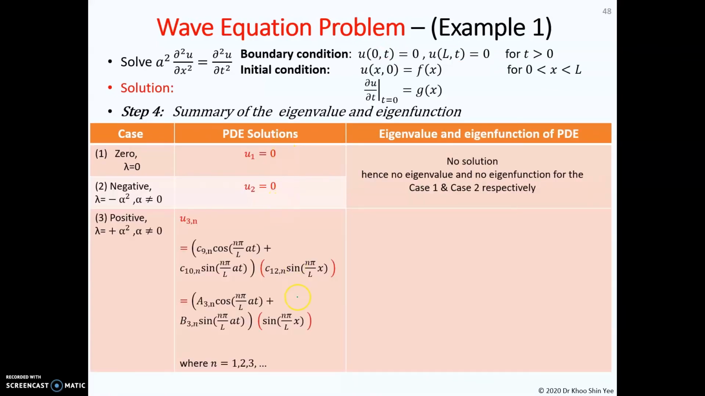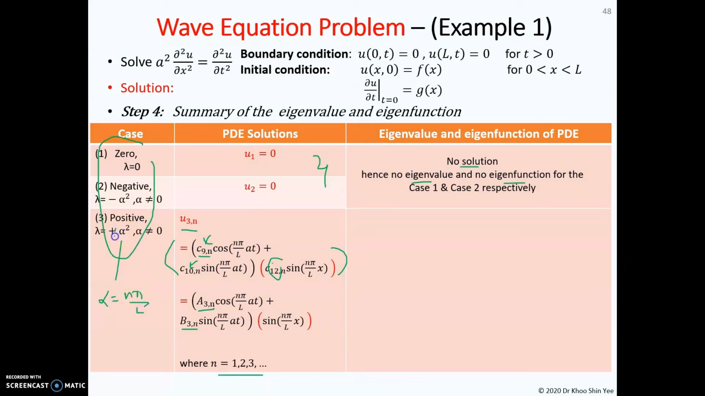This is the PDE solution that you obtain for these three cases, and you have no solution for the first case, therefore we cannot find the eigenvalue and eigenfunction here. You obtain multiple PDE solutions for the n index from 1 to 3 and so on. So this is the answer that you obtained previously, and you can further simplify it by multiplying the constant inside to give you a new constant A3n, and if you multiply the constant inside here, you obtain a new constant B3n.